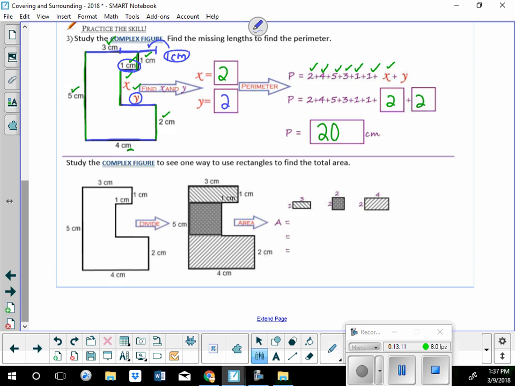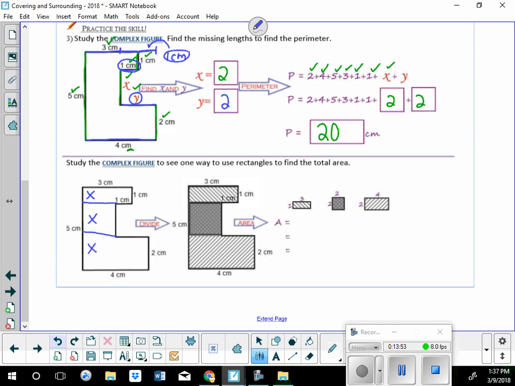So when I do this, my first strategy that I like to use is to break this up into shapes that I know how to find the area of. So far, I know how to find the area of squares and rectangles. So if I were to split this shape up this way, I have a square, a rectangle, and another square. So that's one way I could break it up and then find the area that way. Or I can break it up this way and have a rectangle, a square, and another rectangle. So let's do it that way.